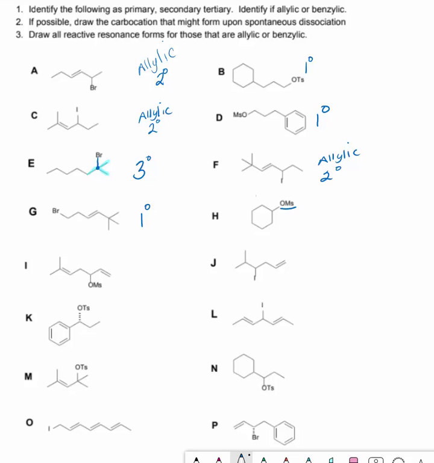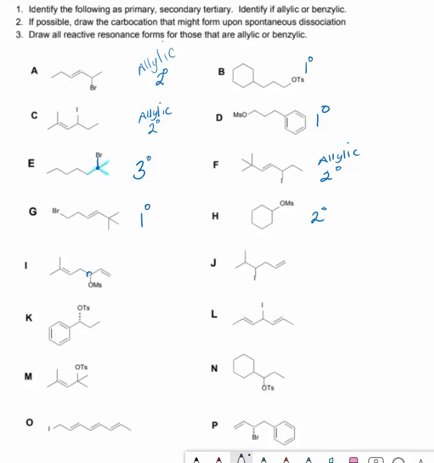So for H, here is my heteroatom. This is the carbon I'm going to analyze. So I have a carbon on one side and a carbon on the other. That makes this a secondary compound. It is not allylic and it is not benzylic because we don't have pi bonds.